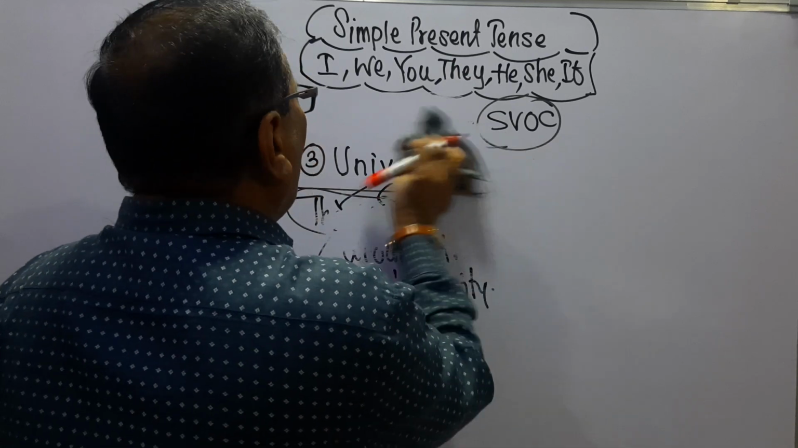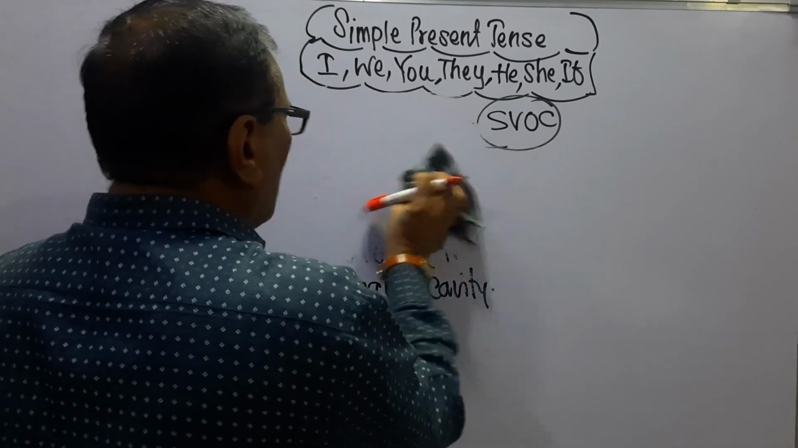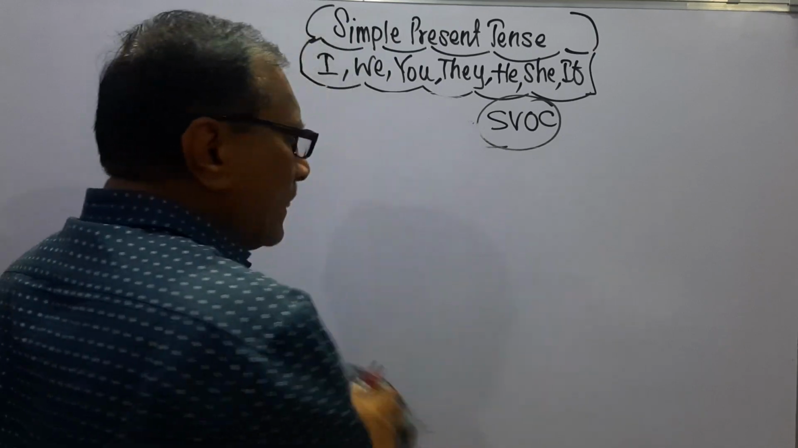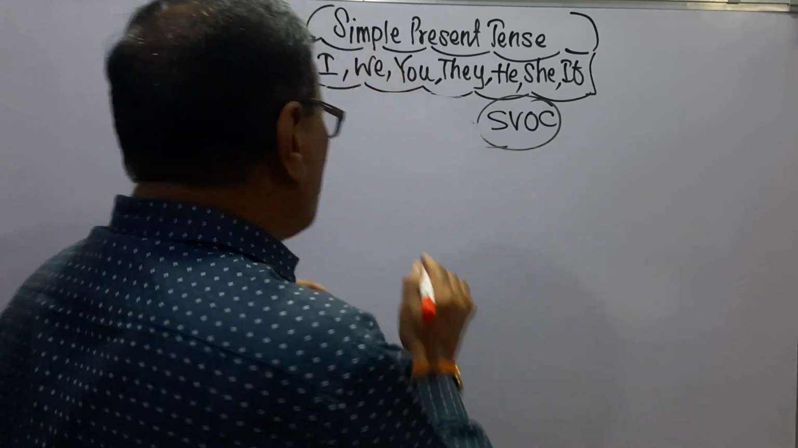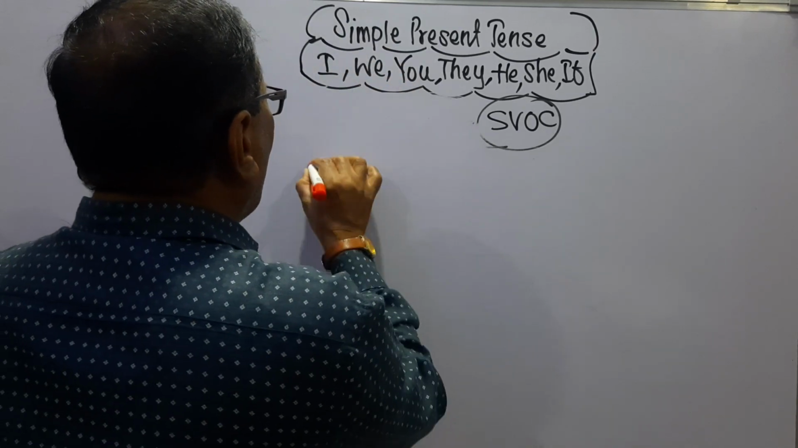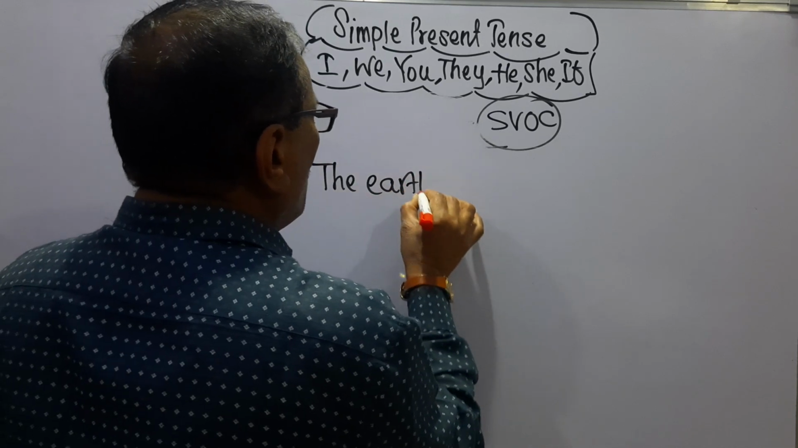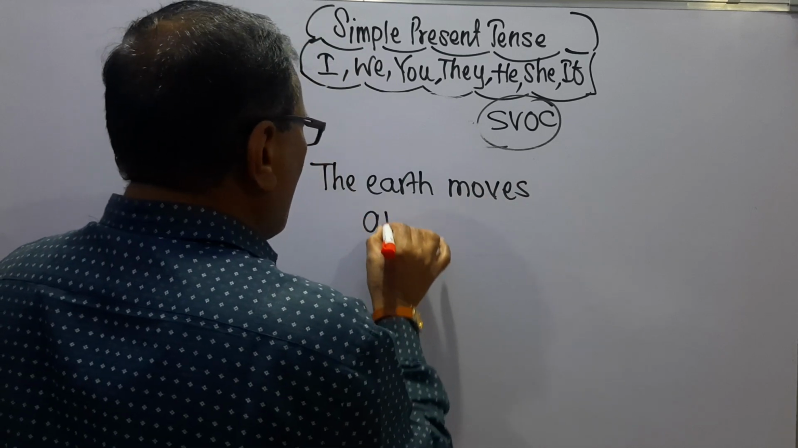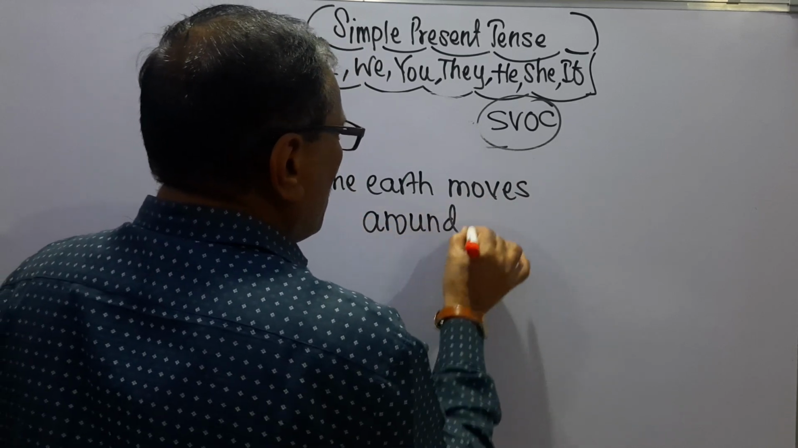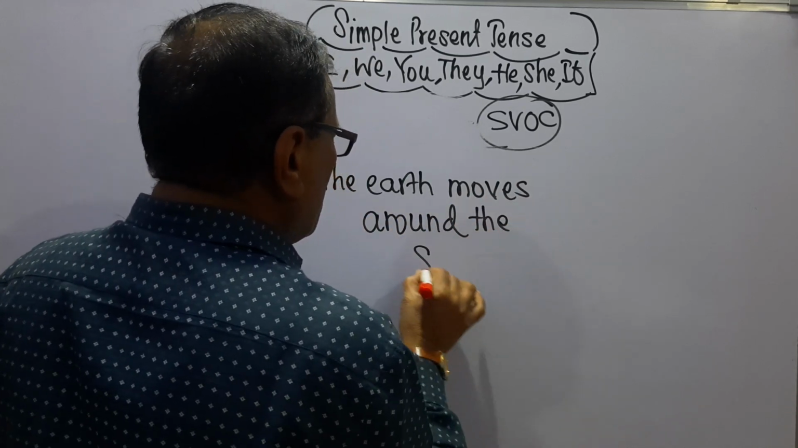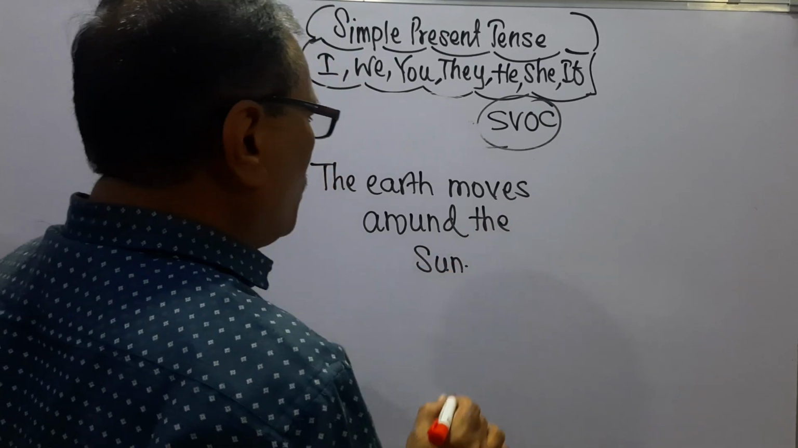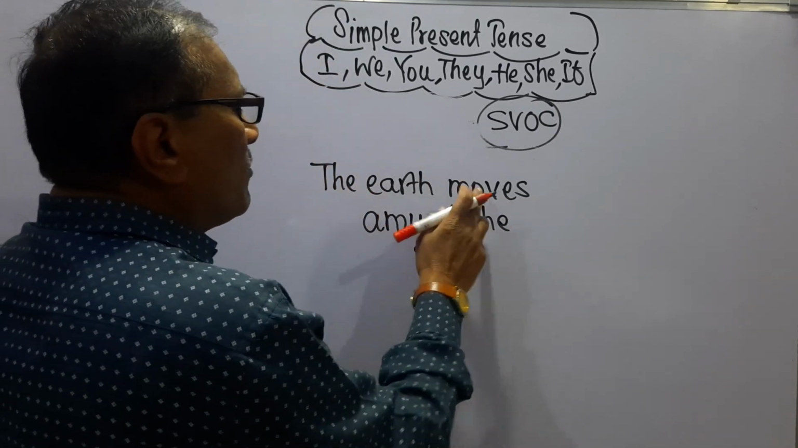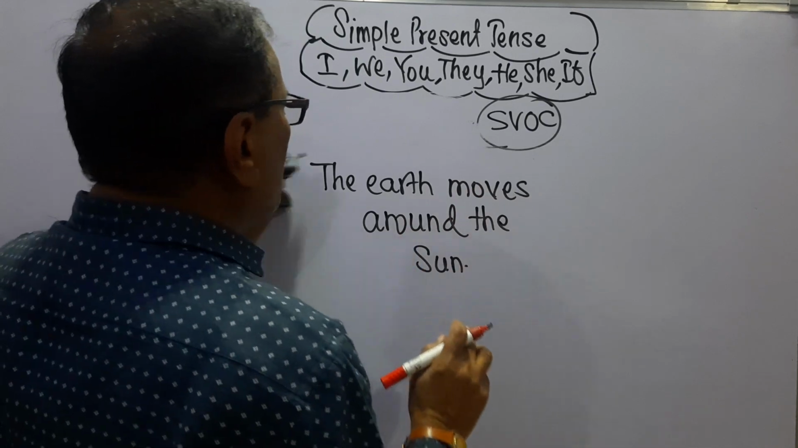So there are many universal truths. The earth moves around the sun. This is a universal truth. So the earth is the subject, moves is the verb, around the sun is the object.